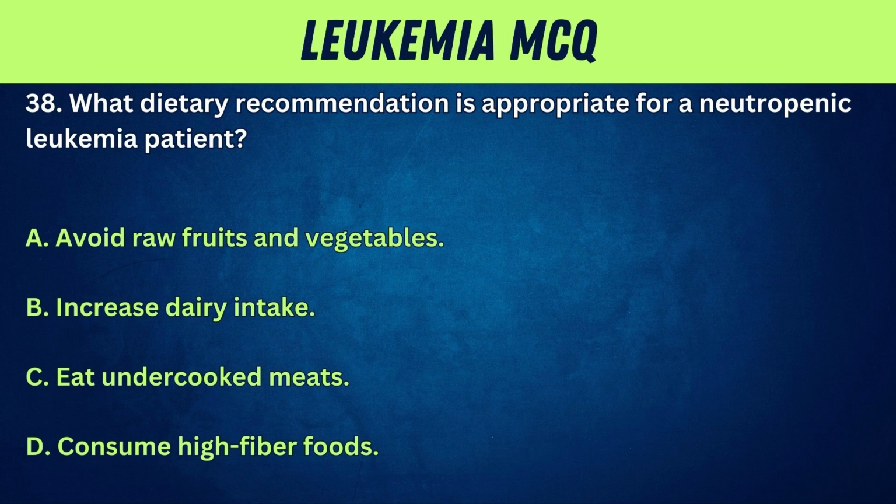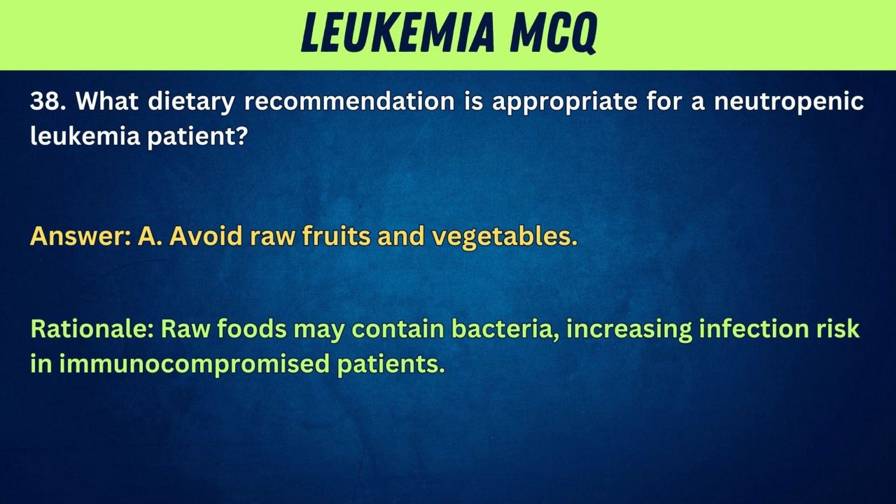38. What dietary recommendation is appropriate for a neutropenic leukemia patient? A. Avoid raw fruits and vegetables. B. Increase dairy intake. C. Eat undercooked meats. D. Consume high-fiber foods. Answer: A. Avoid raw fruits and vegetables. Rationale: Raw foods may contain bacteria, increasing infection risk in immunocompromised patients.